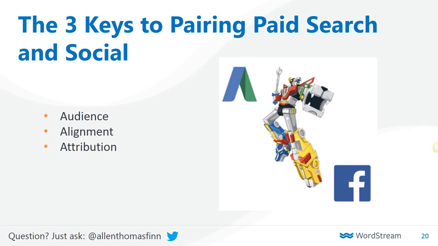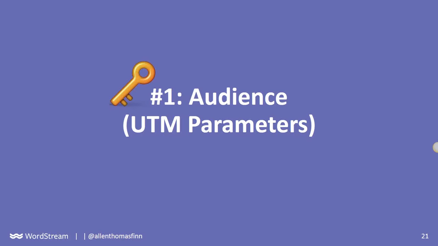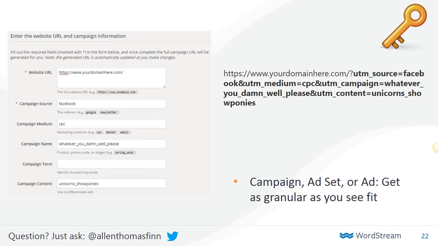How does this happen? By ensuring that you stick to the 3 keys of pairing paid search and social. The 3 keys to doing so are audience, alignment, and attribution. The first, audience. I'm not talking about audience in the Facebook sense, in building an audience out of likes or dislikes. I'm talking about the use of UTM parameters so that we can track actions across platforms. There are other ways to do this. UTMs are perhaps the simplest.